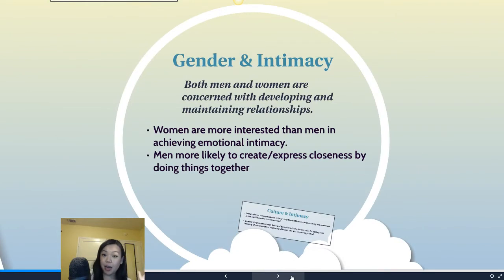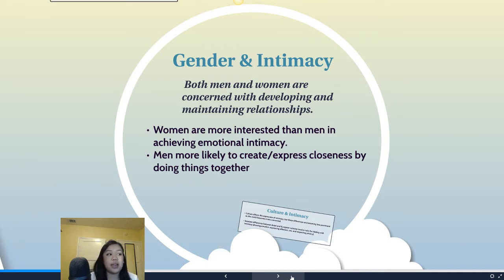So again, as I mentioned a little bit previously in our last slide, men and women do have different ways of categorizing, discussing, and expressing intimacy. However, we find that men and women are both just as equally concerned with developing and maintaining intimacy in their relationships. Women are more interested in the emotional intimacy. Men, as I said, are much more likely to create and express intimacy by doing things together.